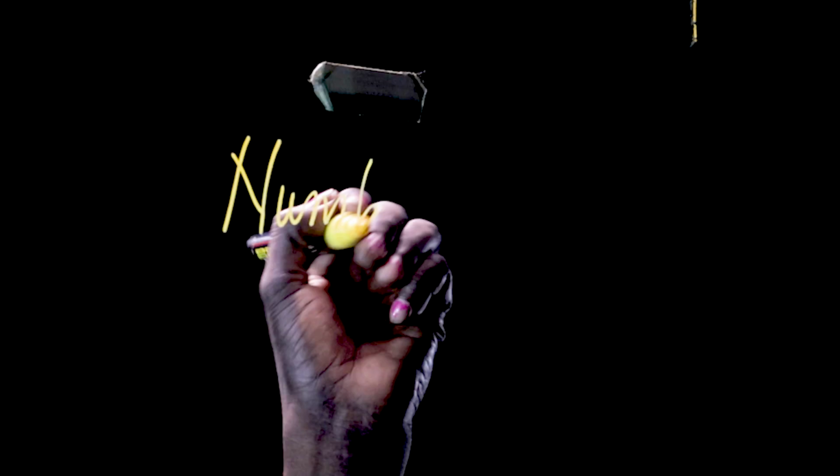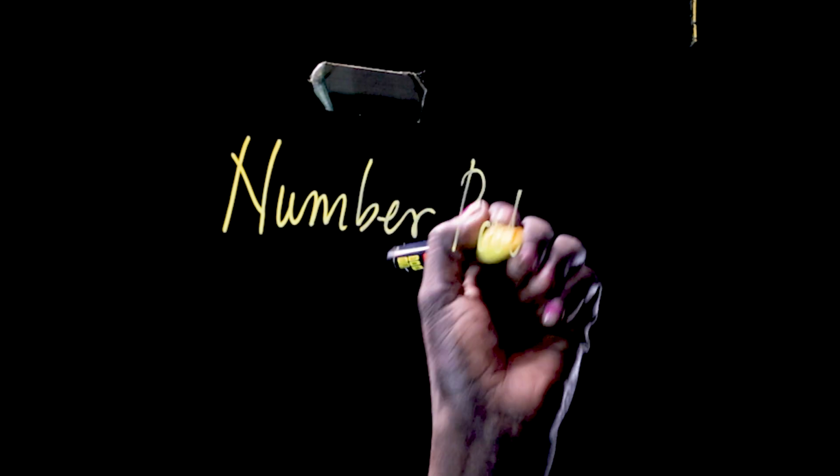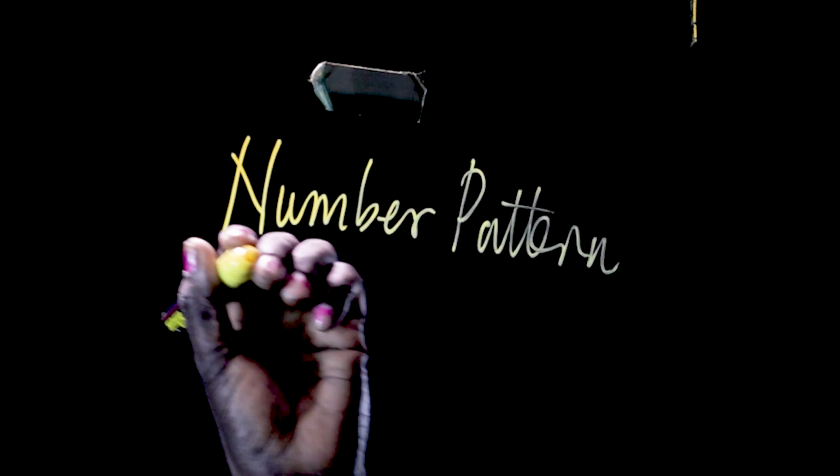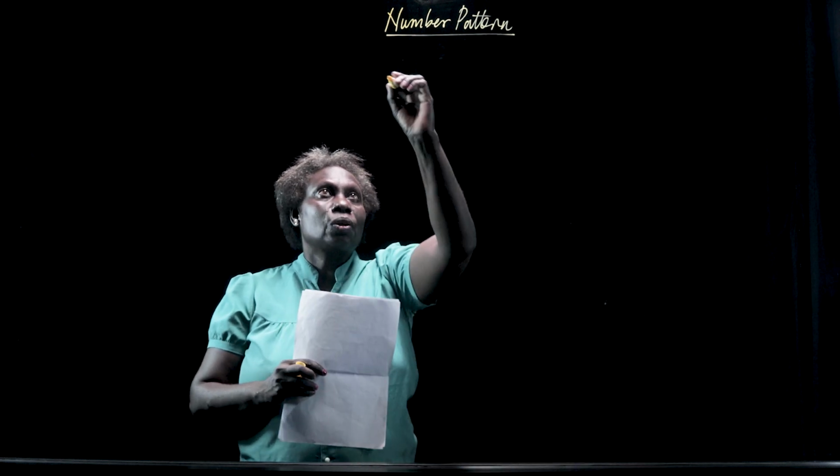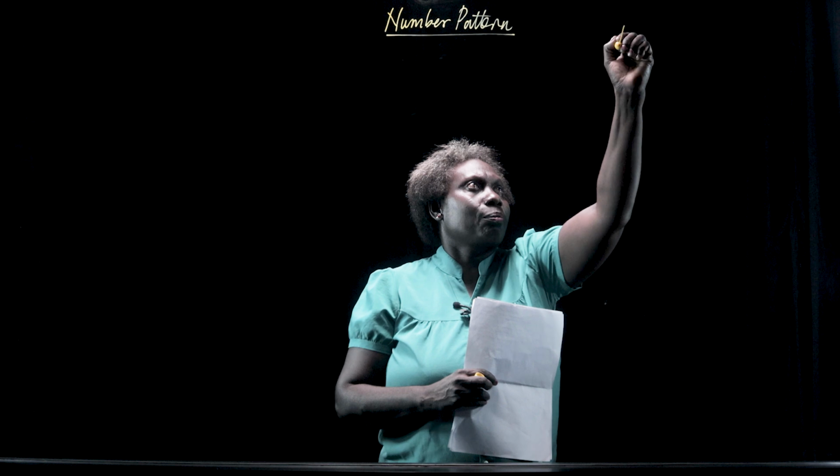In our last lesson, we looked at using formulas. In today's lesson, we are going to look at number patterns. Okay, what is a number pattern? A number pattern is a set of numbers arranged in a definite order following a pattern, and is called a number sequence. Okay, let's look at examples of number sequences.